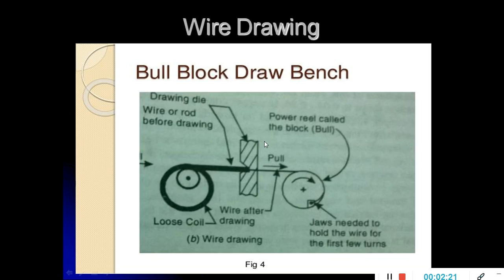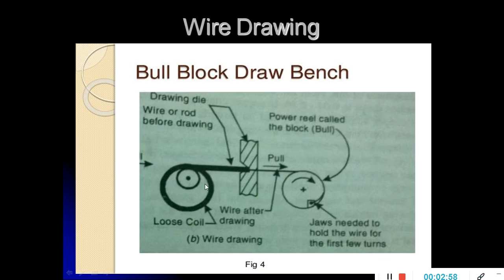Now coming to the next one, known as the wire drawing process. The wire drawing process consists of the bull block drawbench. This equipment is known as a bull block drawbench. Here it consists of a loose coil on which the wire which is going to be drawn is wound, and this is the driven roller. Then here is the die, the drawing die, which has the tapered hole inside it, right? Then this is the bull block. This circular disc is known as a bull block.